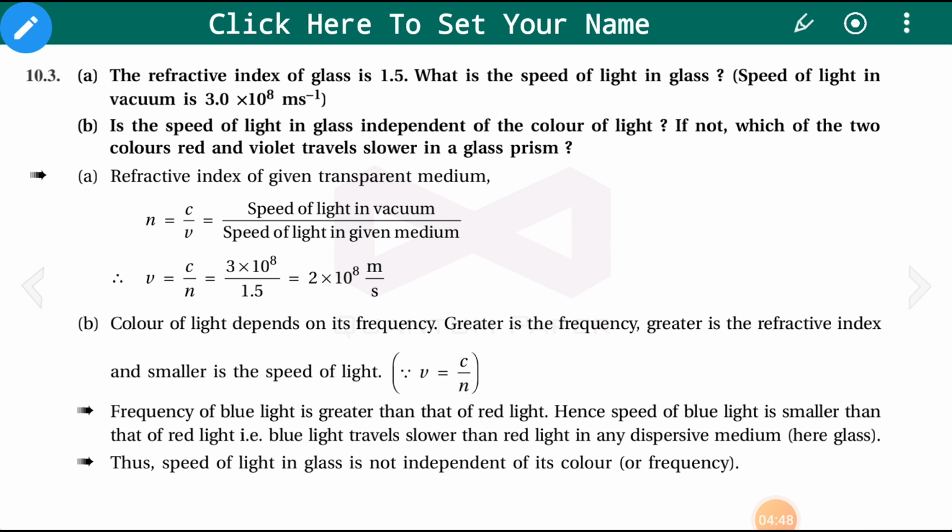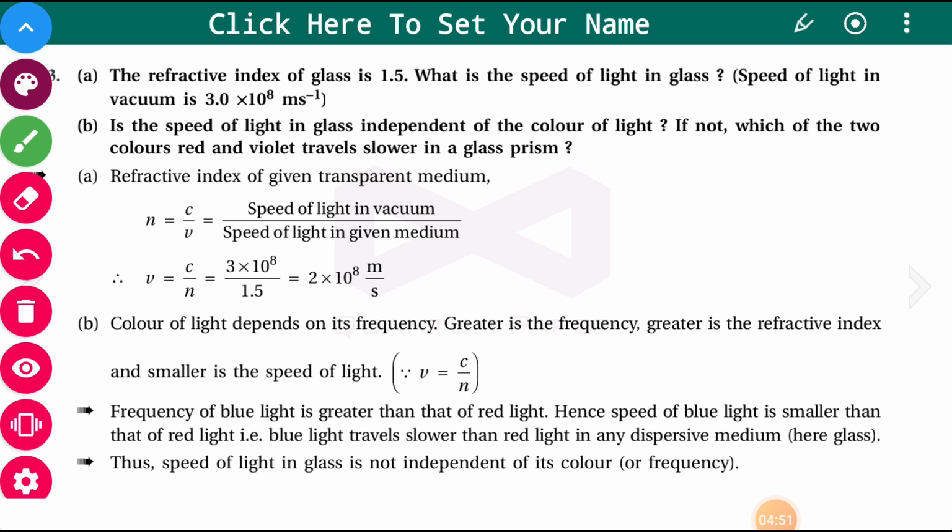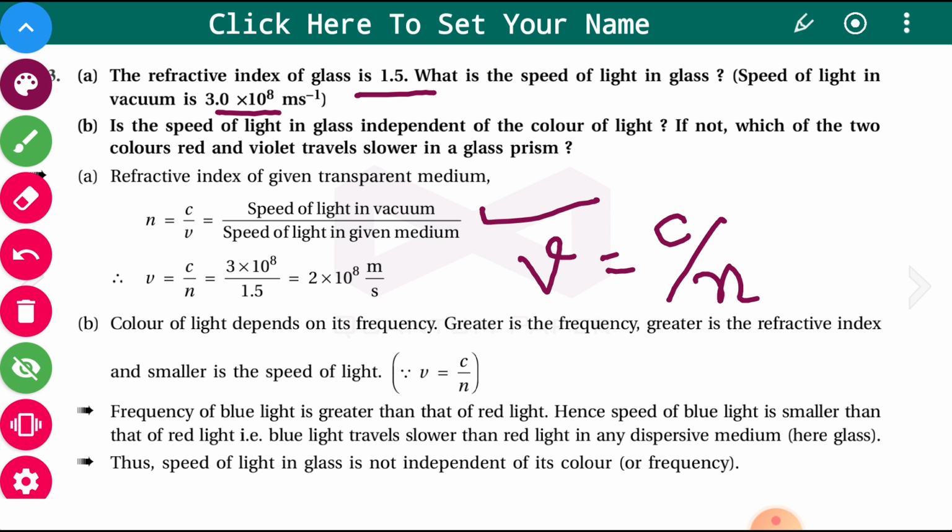Now numerical number 10.3. The refractive index of glass is 1.5. What is the speed of light in glass? Speed of light in vacuum is 3 into 10 raised to 8, very easy. n is equal to c upon v, that is speed of light in vacuum divided by speed of light in the given medium. So v is equal to c upon n. c is 3 into 10 raised to 8 divided by 1.5. So you get 2 into 10 raised to 8 meter per second.